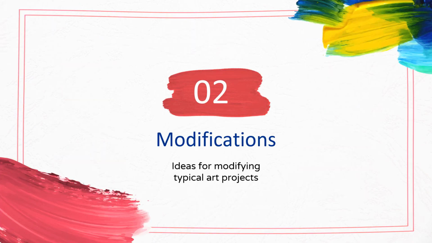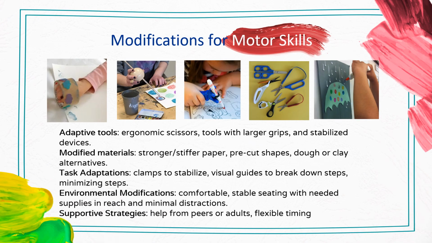So now we're going to talk a little bit about modifications for some of those barriers. If you are having a kid who is really having a hard time with motor skills, occupational therapy can provide adaptive tools like ergonomic scissors, tools with larger grasp, and stability devices. Modified materials can help them, such as stronger, stiffer paper or pre-cut shapes or dough or clay alternatives.